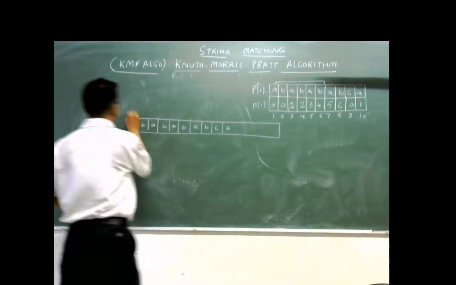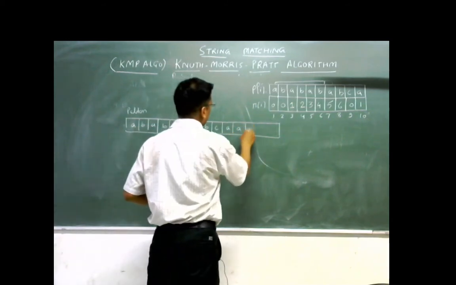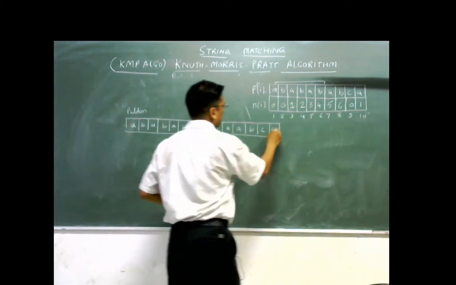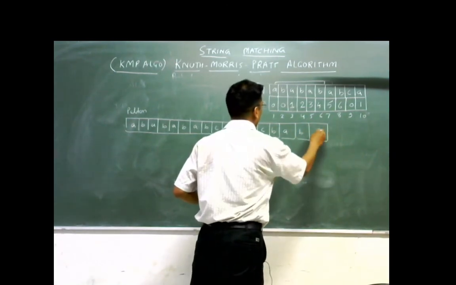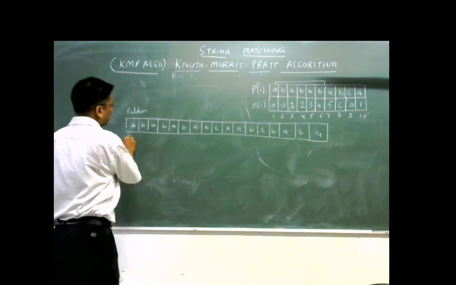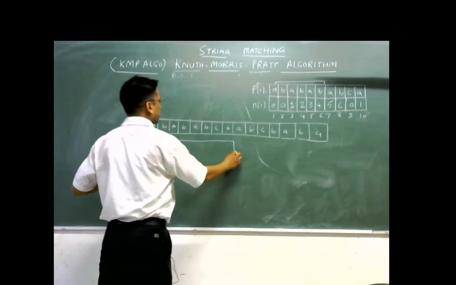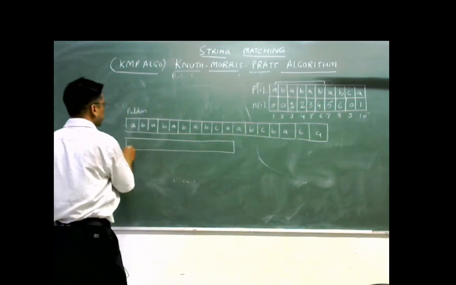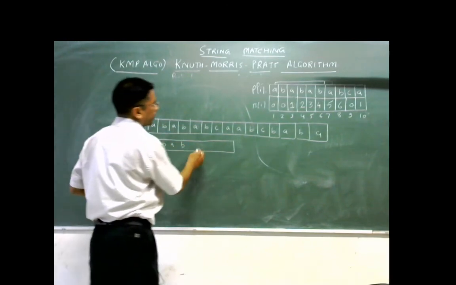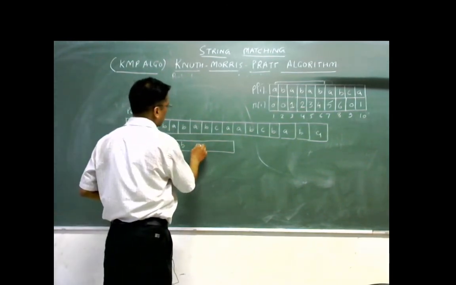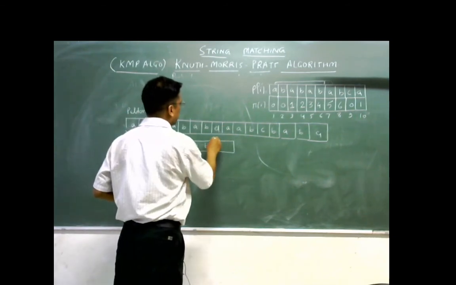CA. This is the pattern. And you are placing the string here. Suppose this was the text string and this was the pattern string. A B A B A B A B A B. Suppose this was a DA CA.